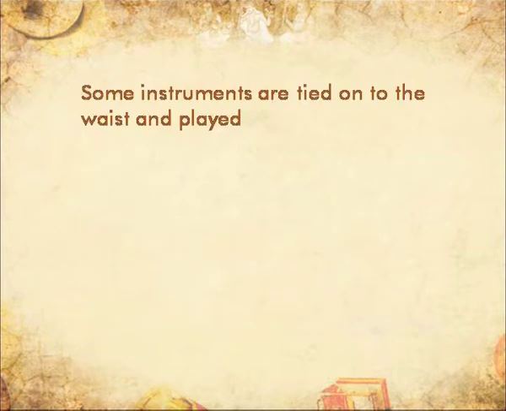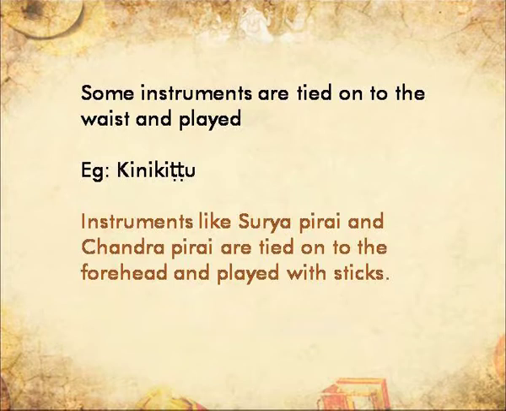Some instruments are tied on the waist and played. Example, kinikittu. Instruments like the Surya Pirai and Chandra Pirai are tied onto the forehead above a padding of cloth and played with sticks. Until now, we have discussed a huge number of musical instruments under different headings.